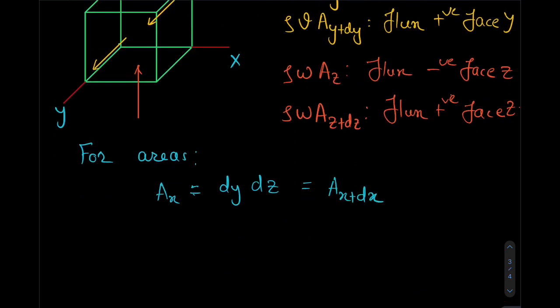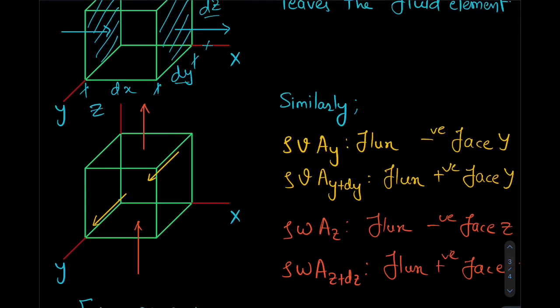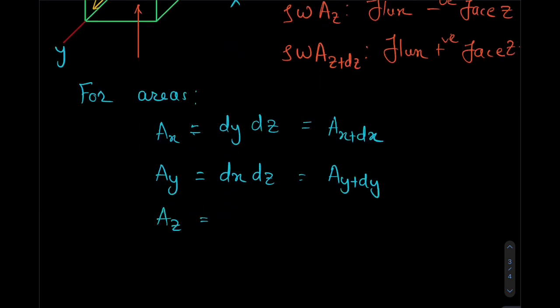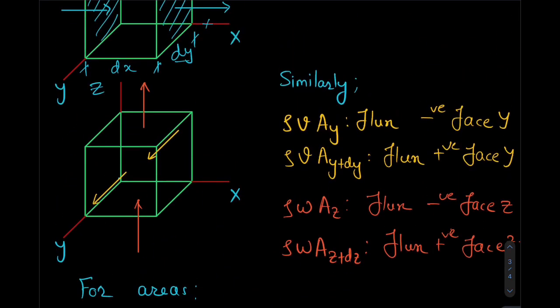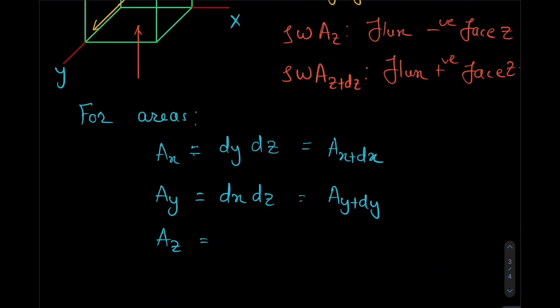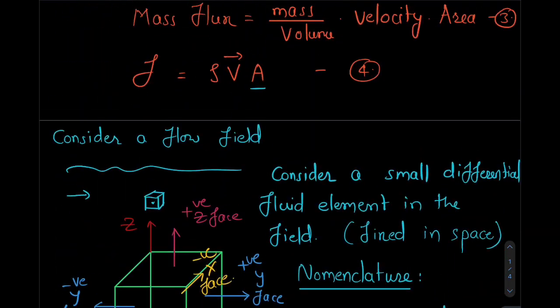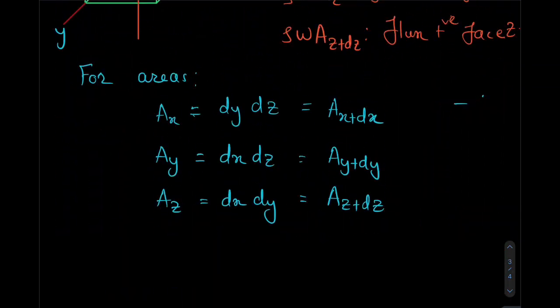So the area remains constant. Okay, so this is Ay, which is dx multiplied by dz, and it is identical to Ay plus dy. Similarly, Az, which is dx dy, a product of two side lengths, will be identical to Az plus dz. So let us continue with the numbers 5, 6 and 7.